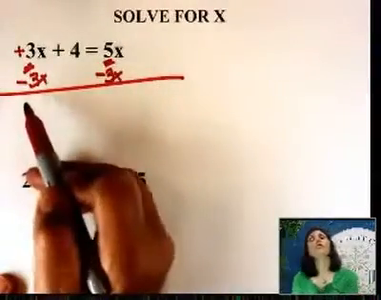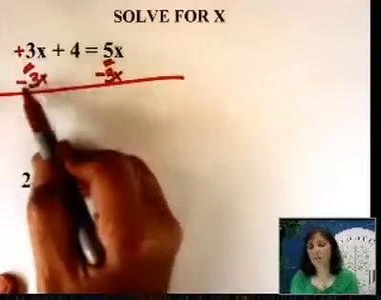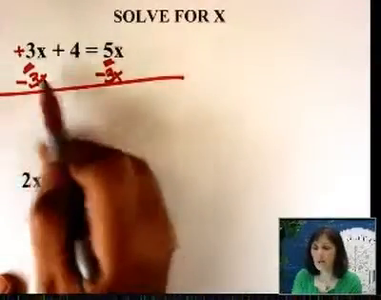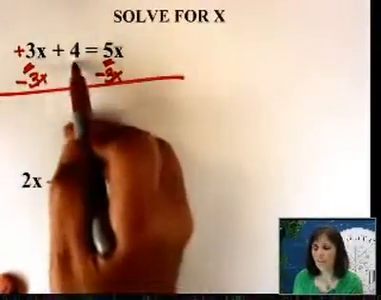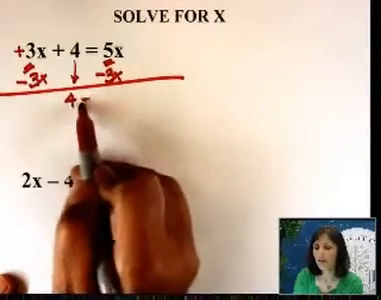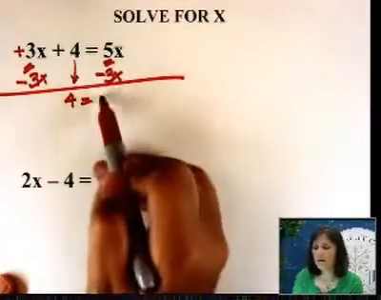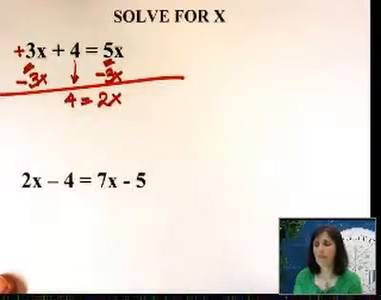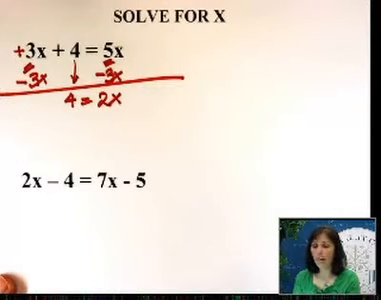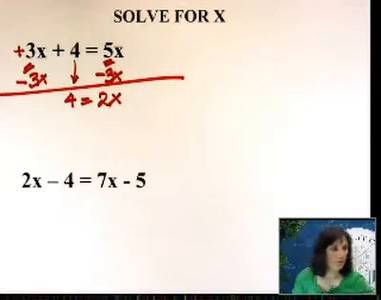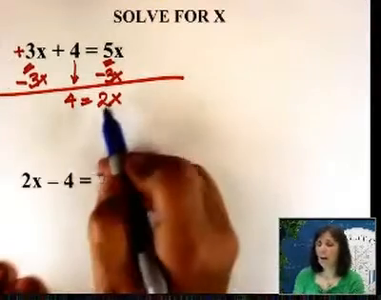And I'm going to use the distributive property. 3 minus 3, that's 0. So that's 0. It's gone. Then you have the 4. And here you have 5 minus 3, that's 2x. Now that was the addition property. Now I'm going to use the multiplication property.